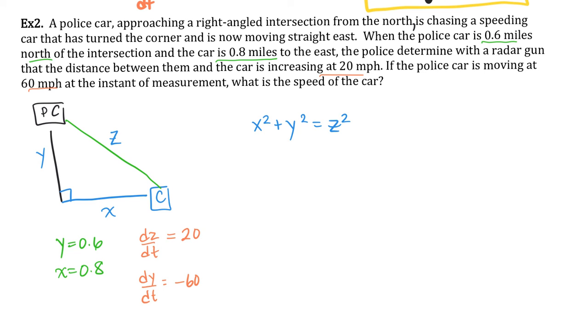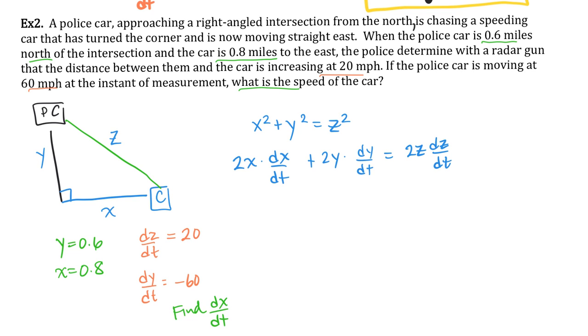What are we trying to find? What is the speed of the car? So we want to find dx/dt. Let's find the derivative and then we'll see if we have all the values we need. So I'm going to derive this. This is 2x dx/dt, since I'm differentiating with respect to time, plus 2y dy/dt equals 2z dz/dt. Let me plug in everything I know, and then we'll go from there.